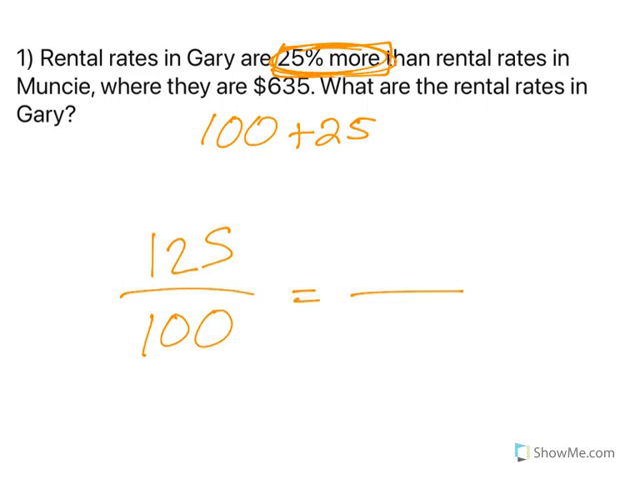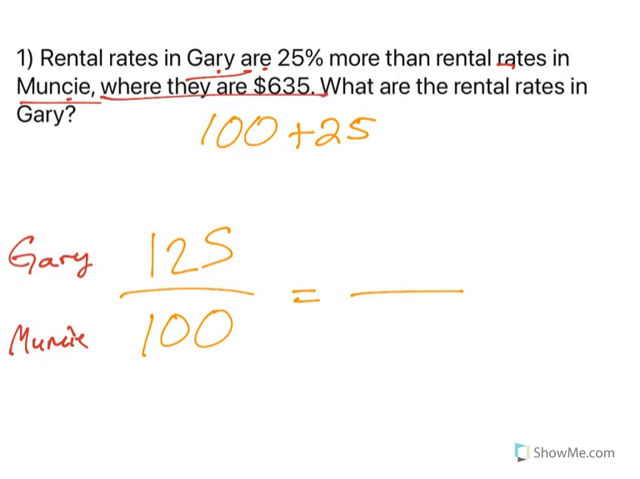So now that I have my first ratio, I like to think, we have Gary and we have Muncie. What's more, Gary or Muncie? Because whatever is more is going to be in the numerator. So rental rates in Gary are more than Muncie. So that means Gary is represented in the numerator, Muncie is represented in the denominator. This is how my brain works. So now when I look at this and it says in Muncie where they are 635. So 635 is Muncie, and it also says what are the rates in Gary. So I don't know the rates in Gary, but in Muncie there's 635. That is the process of setting up the proportion.